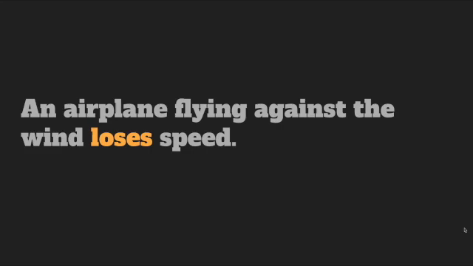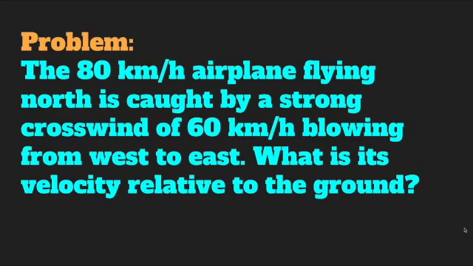Another problem is, well, what if it's not flying with or against the wind, but it's at right angles? So we have the same 80 km/h airplane flying north is caught by a strong crosswind of 60 km/h blowing from west to east. What is its velocity relative to the ground? Well, let's switch over to our graph paper and take a look at the problem.